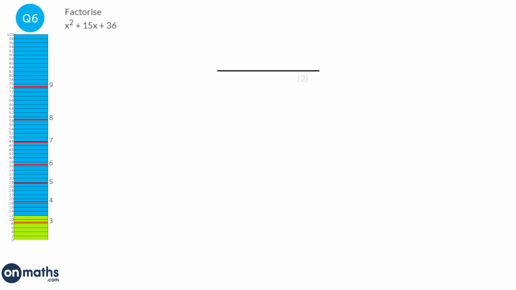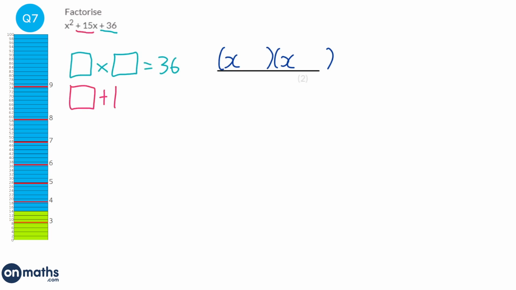So here we're asked to factorise a quadratic, and our answer will be x plus or minus something, x plus or minus something. So it'll be 2 sets of brackets with an x at the start. Okay, so to be able to find out what's in the bracket, we look at the 36 there, and we know we're going to have to multiply 2 numbers together to make that 36. And we look at the coefficient of the x, that 15, and we know we're going to have to add these numbers together to make that 15.